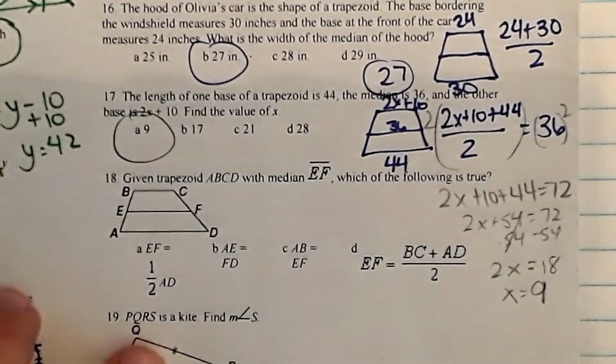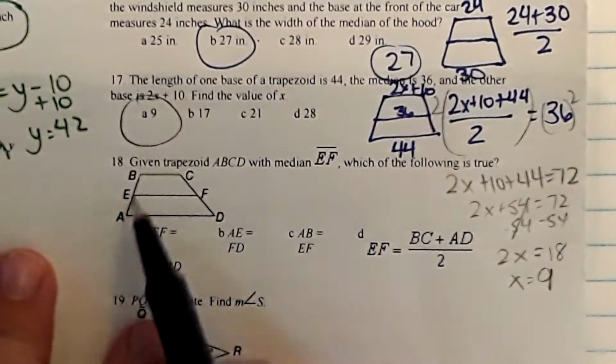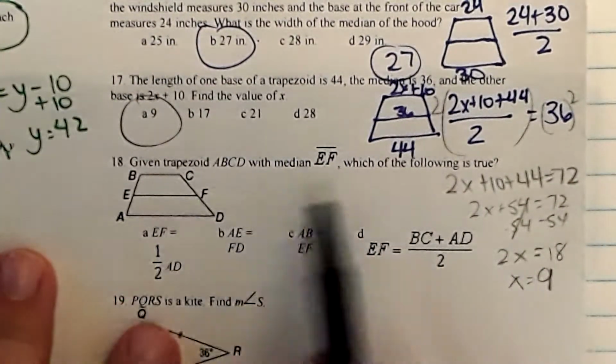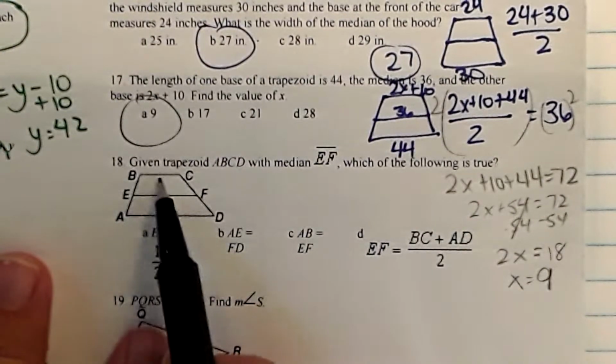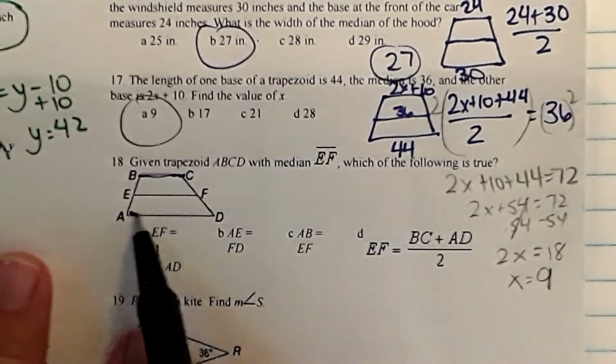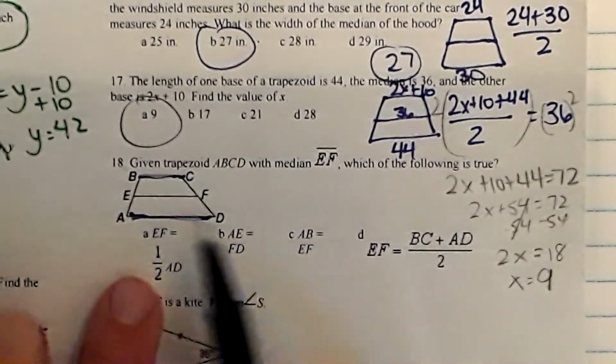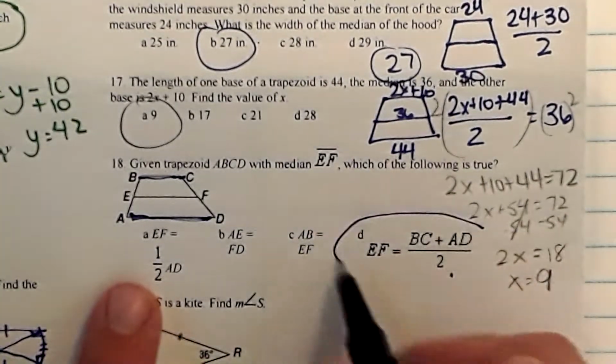18, given trapezoid ABCD, which is shown with median EF, which of the following is true? Well, EF is the average of BC and AD. So you would add BC plus AD, divide by 2, and you would get EF.